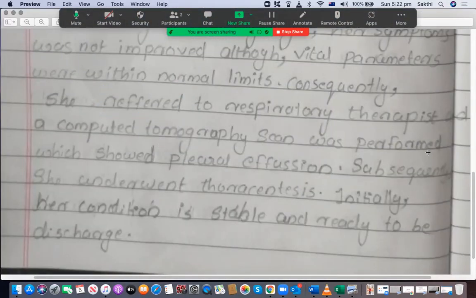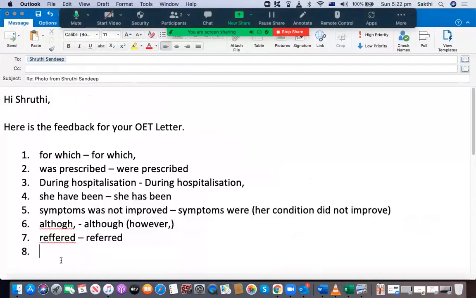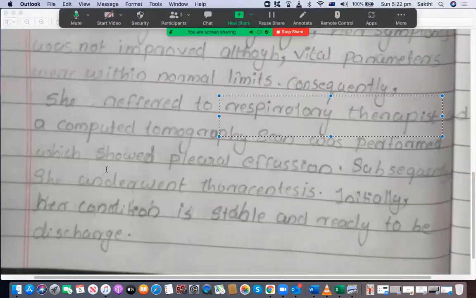Referred to respiratory therapist, okay? Whenever you need to write down the occupation of a person, you have to use an article before that. So what you should have done is, instead of writing "to respiratory therapist," you should say "to a respiratory therapist." Is this clear? You've been losing control on the use of articles as you move down, okay? That's not good.